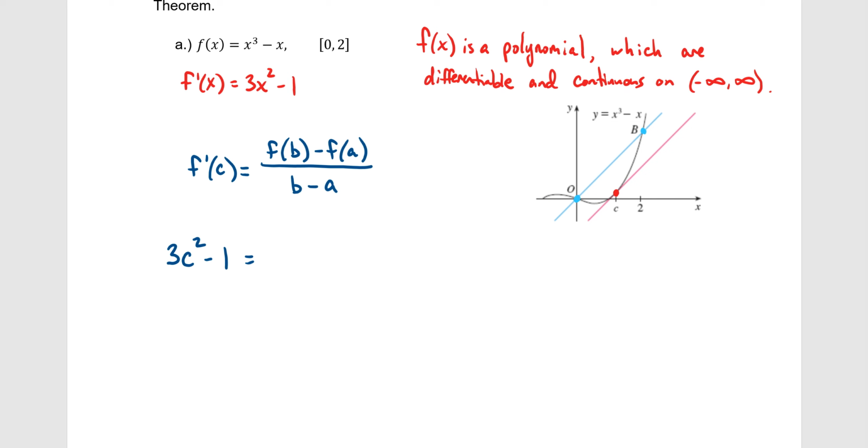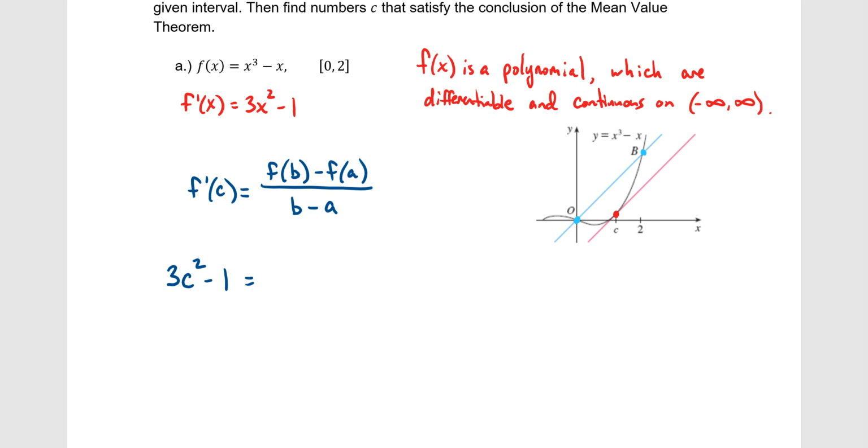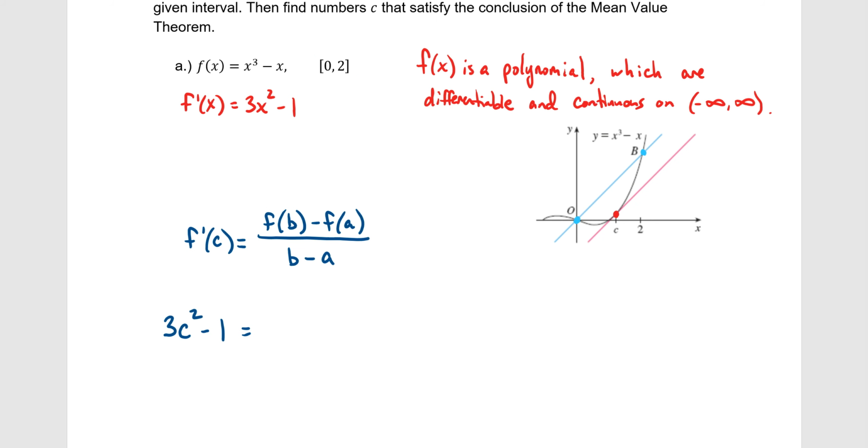And then on the right-hand side, we are going to do f of b minus f of a over b minus a. So we do need to find f of b and f of a. Those are just the y values of the endpoints. So I'll just move this down so we have room. Okay, so let's find f of a and f of b. A here is our 0. B is our 2. Those are just our endpoints.